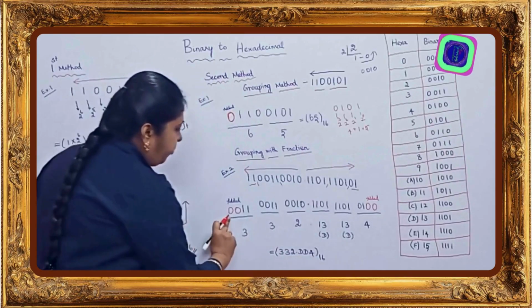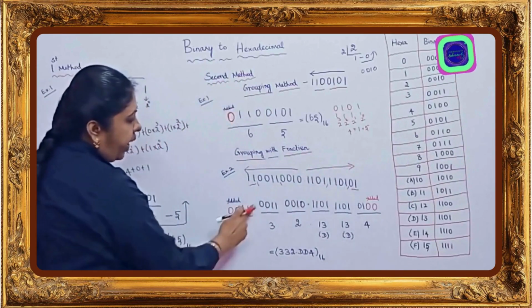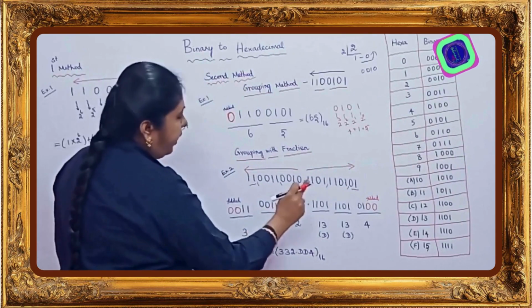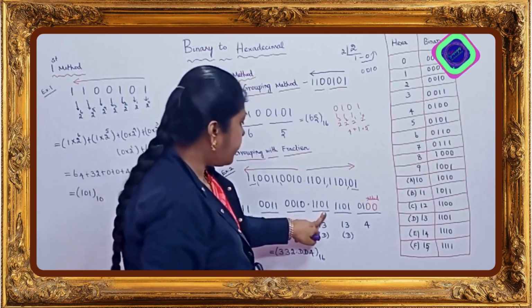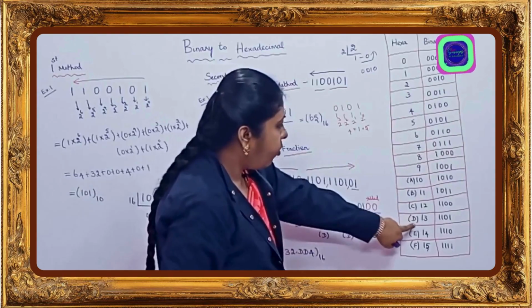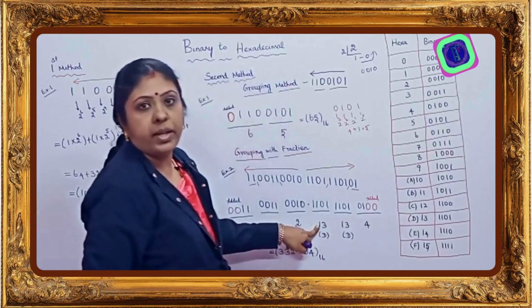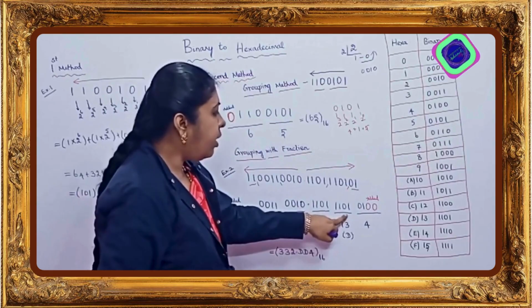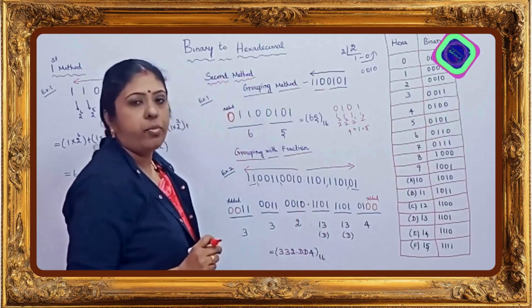So consider 0011, it represents 3. Again 0011 represents 3. 0010 represents 2. 1101 represents 13. 1101 represents 13. 13 has to be represented by the alphabet D. So again it is converted to D. Similarly, 1101, value 13, is represented by the alphabet D.